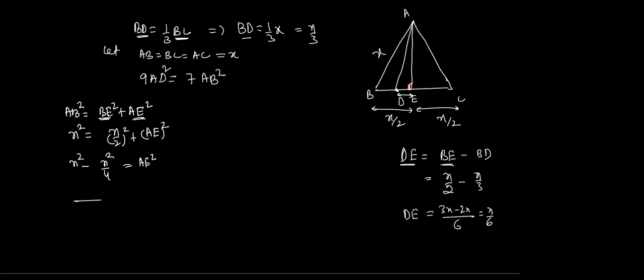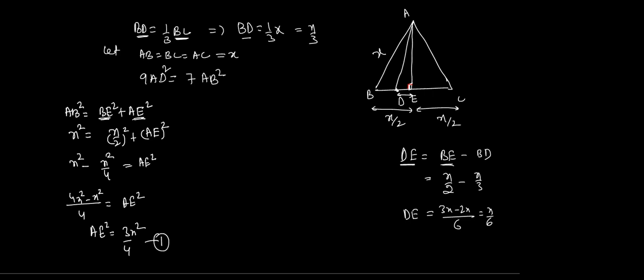So actually AE square is equal to 4x square, taking the LCM 4, 4x square minus x square, so you will get AE square. So actually AE square is equal to 3x square by 4. It's our first equation.